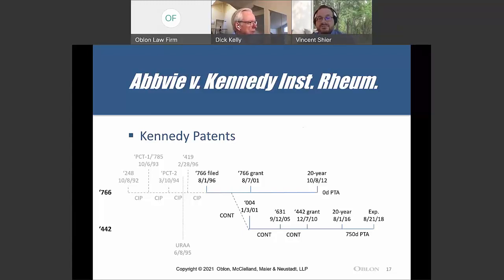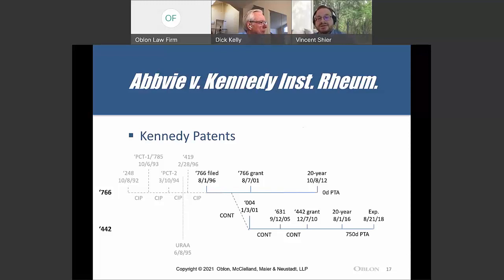However, what became ultimately the chain that matured into the 442 patent, they did not claim priority all the way back through the CIP applications to the original filing date of October of 1992, choosing instead to electively choose a shortened priority claim chain and only went back to the application at the end of the CIP chain, as of August 1st of 1996.